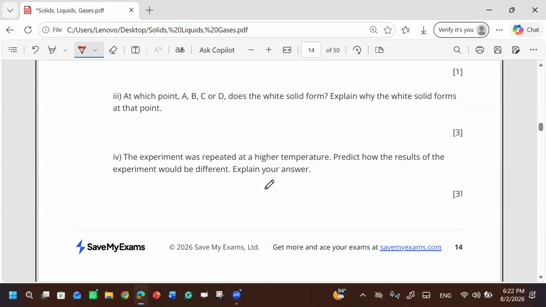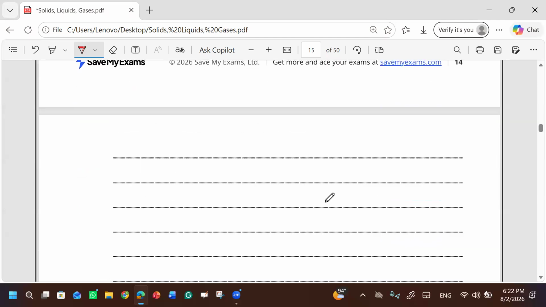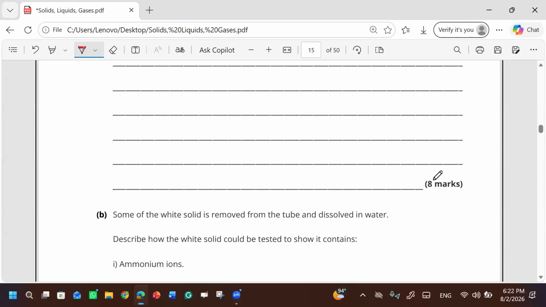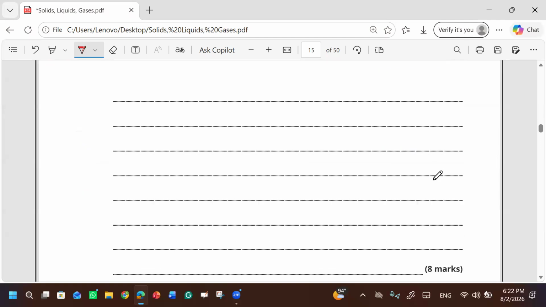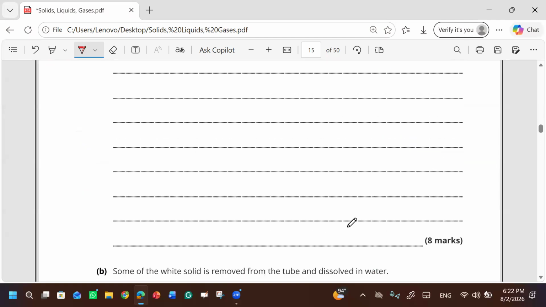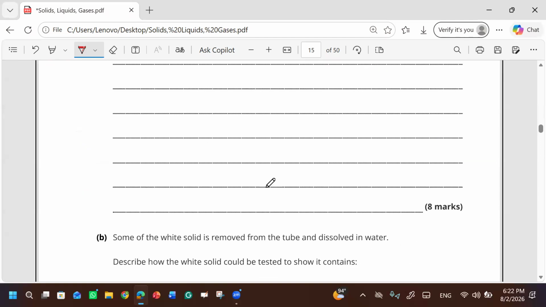Okay, this is what they have mentioned. Three marks, and how it is 8 marks. This is the whole thing: one, one, two, three. Over here the examiner writes the comments.